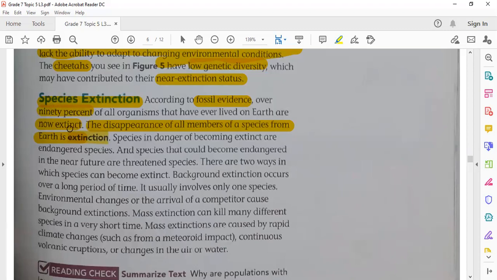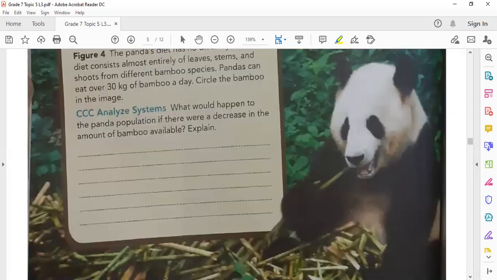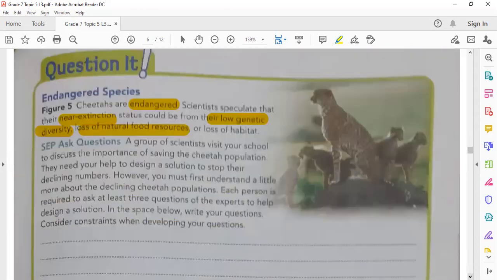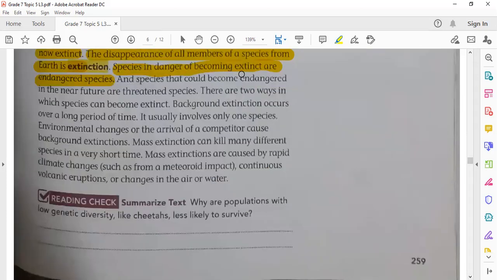Okay, the disappearance of all members of a species from Earth is extinction. Of course, do you think that extinction is good for biodiversity? Of course, no. Species in danger of becoming extinct are called endangered species, like the cheetahs here. These organisms, the cheetah, are endangered species because they may become extinct in the future. Right.